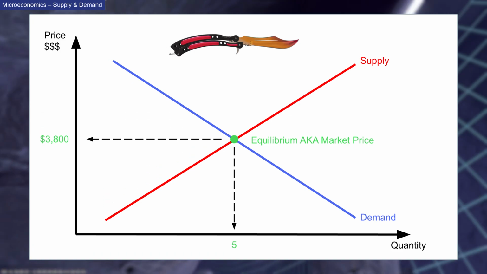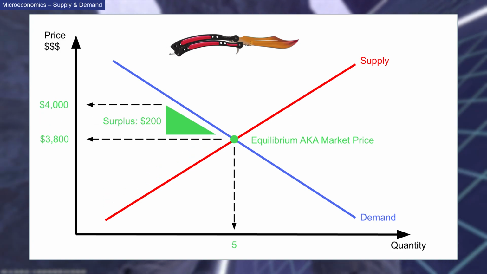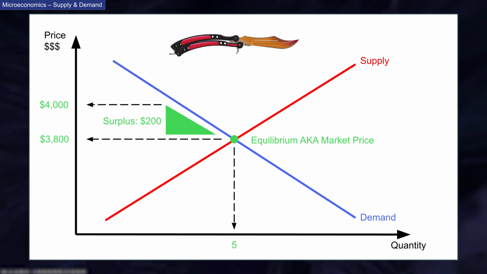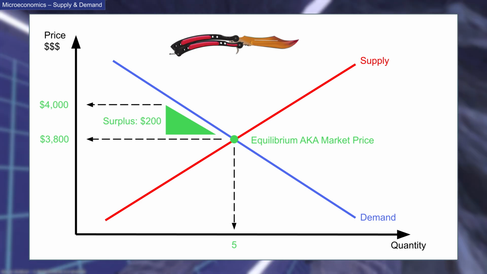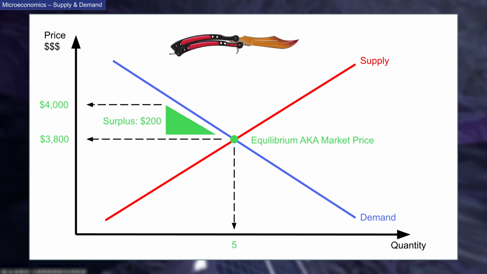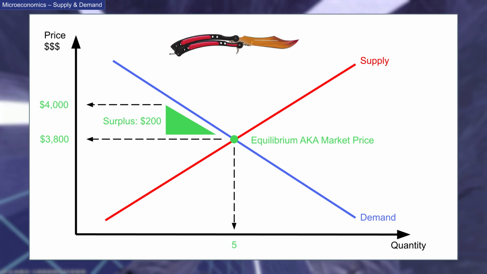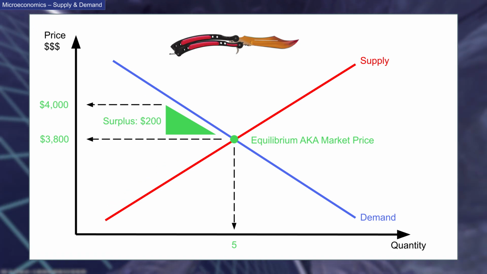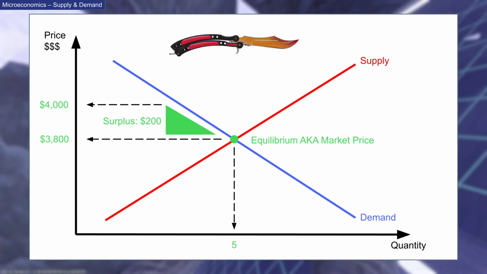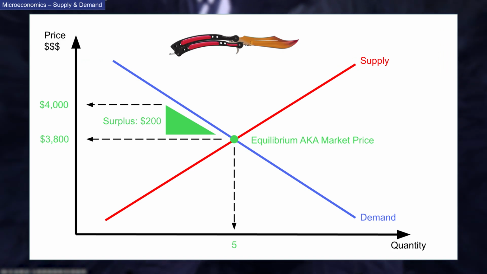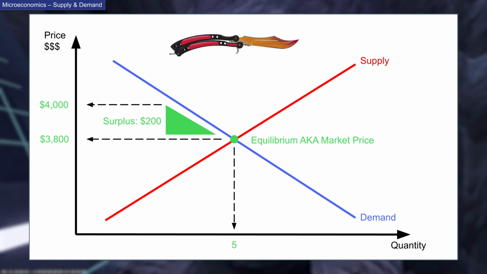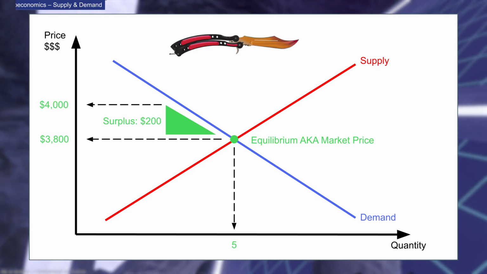But because there is a benefit for these people, we call that surplus. In real life, this is called the producer and consumer surplus. However, for the purpose of Counter-Strike, we will call this buyer and seller surplus. What I am showing you is that for someone that is willing to buy a Fade for $4,000, their buyer surplus will be $200 at the market price of $3,800.